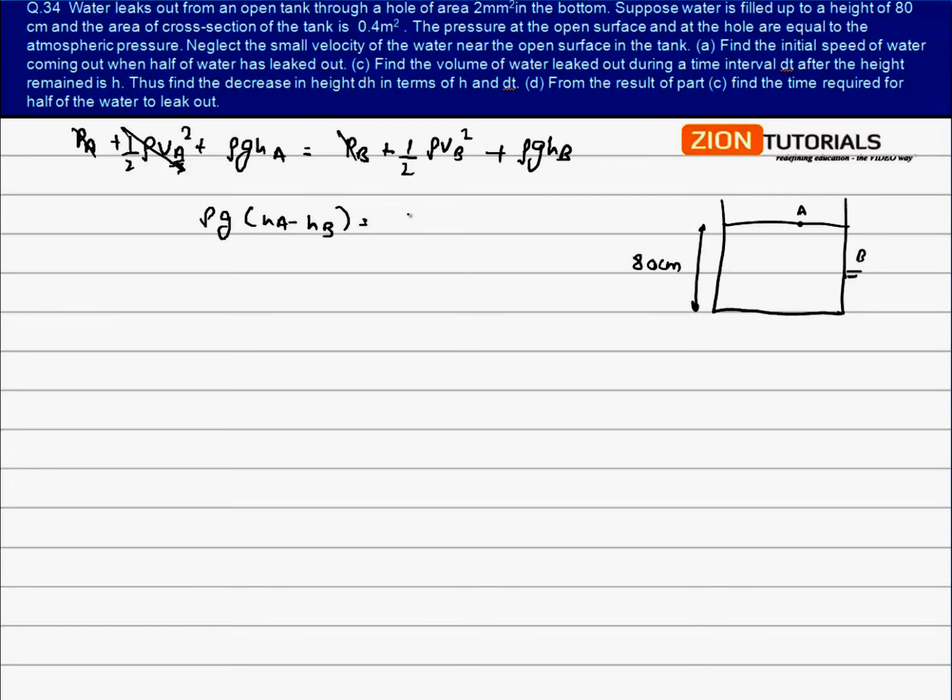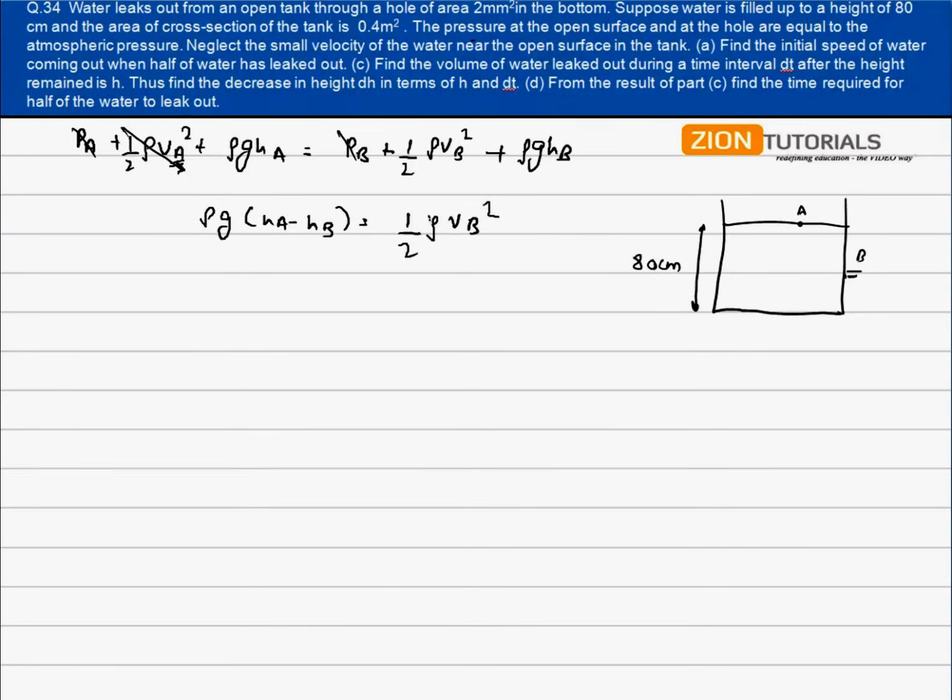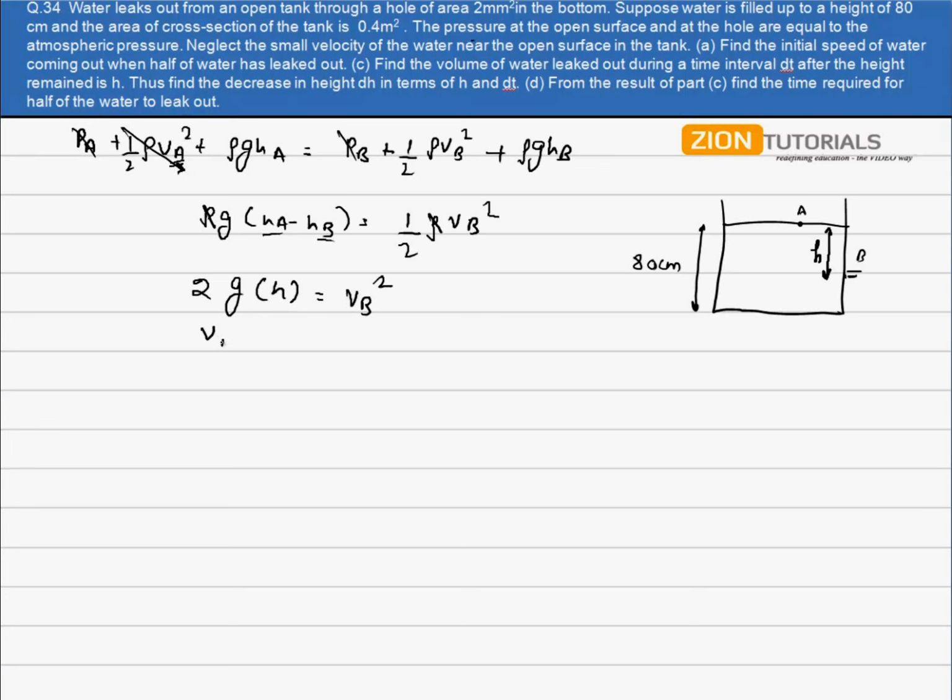And of course it is given that we have to neglect the small velocity of the water near the open surface, so the velocity at A has to be neglected. So this term is also removed. Now I have rho g (h_A minus h_B) is equal to half of rho V_B squared. Rho is cancelled. This h_A minus h_B is this height, let it be small h. So I have g into small h into 2 is equal to V_B squared. So V_B comes out to be the square root of 2gh. That is my answer for the first part.